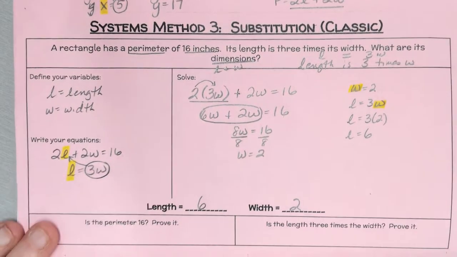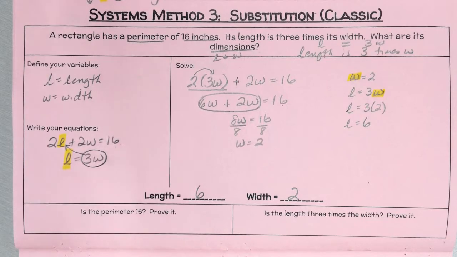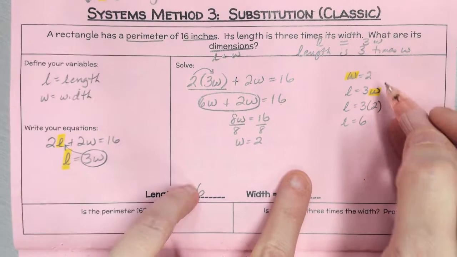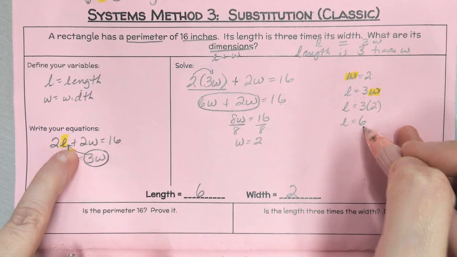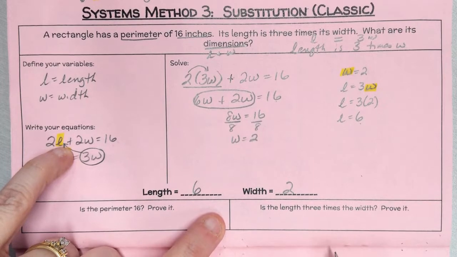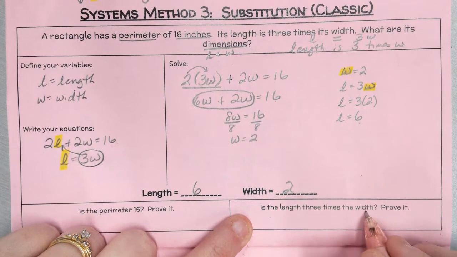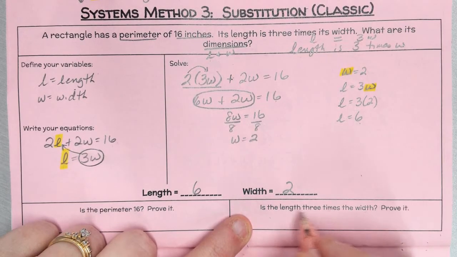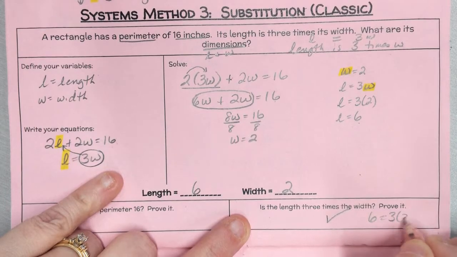Now, the beauty, like I said yesterday, the beauty of systems is I have an opportunity to check, okay? So I use this one to find the length. Now I can use this last equation to check and see if it works. Well, so first of all, it says here, is the length 3 times the width? Is 6 3 times 2? Yes, 6 is 3 times 2.